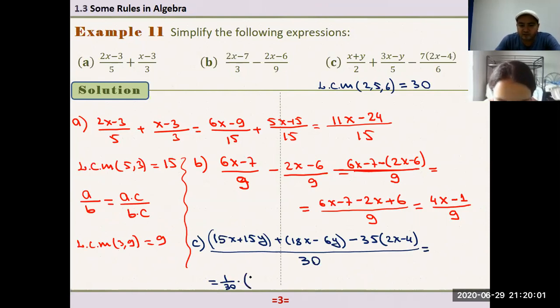Here I have 15x plus 15y plus, here we have just plus, we don't have to change anything, 18x minus 6y, but here we have negative, right? Negative 35 times 2 minus 70x minus plus, what is 4 times 35?